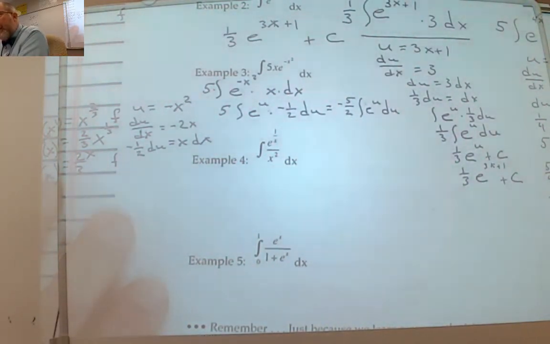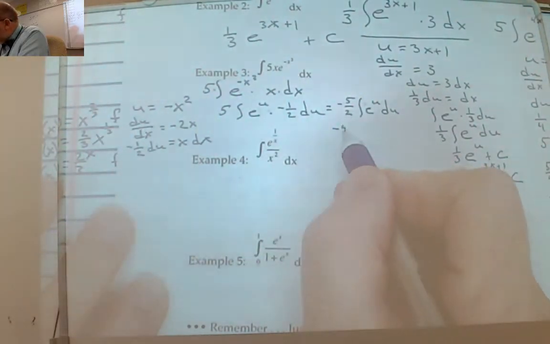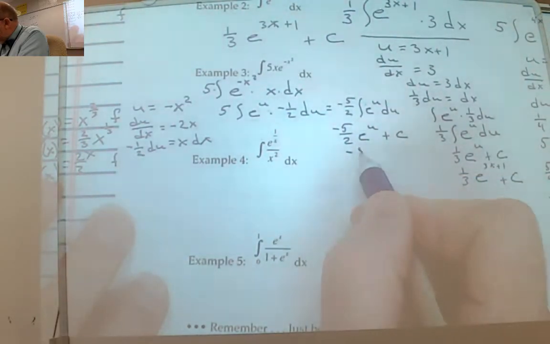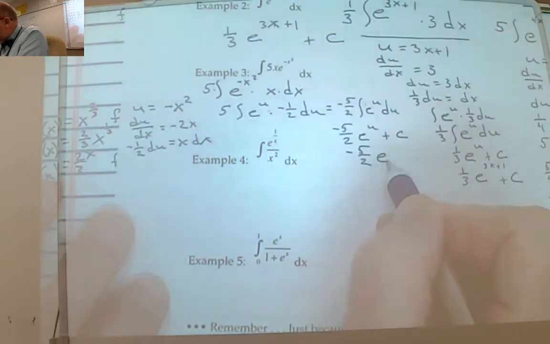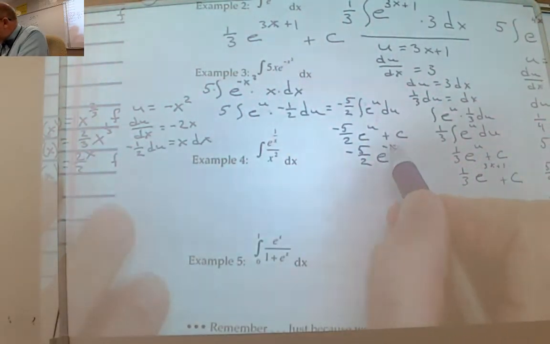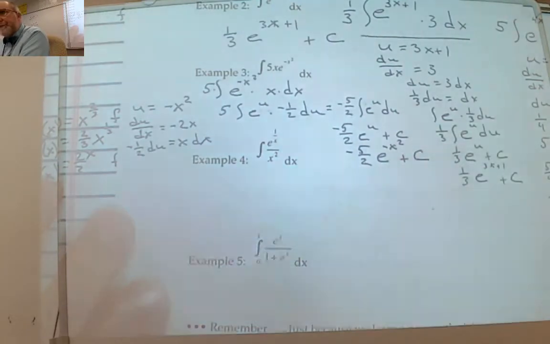What's the antiderivative of e to the u? E to the u. So you've got negative 5/2 e to the u plus c. And you're going to write down that's a negative 5/2 e to what? The negative x squared. Negative 5/2 e to the negative x squared plus c. All right.